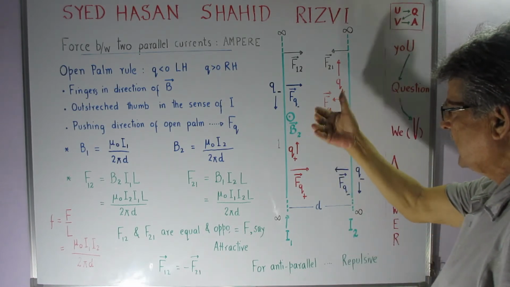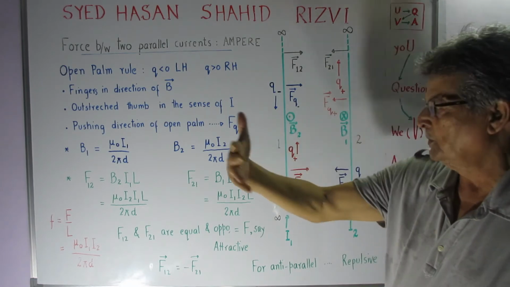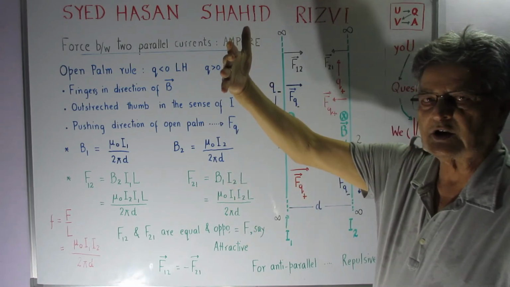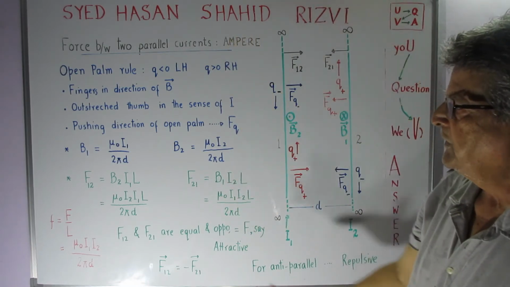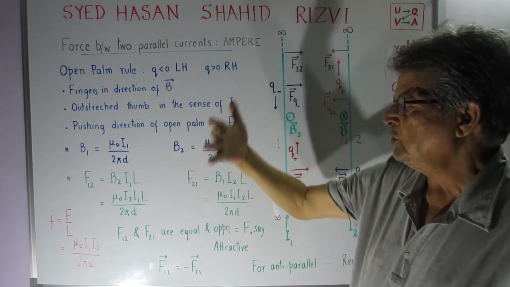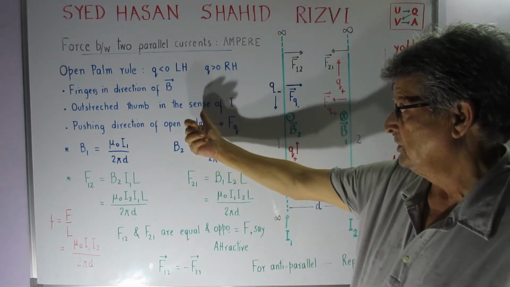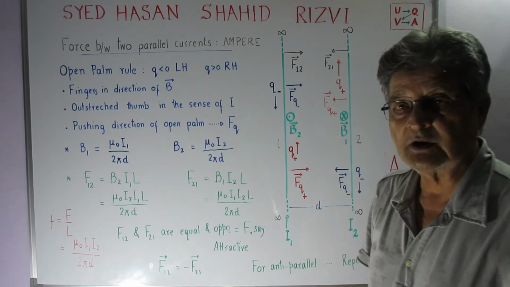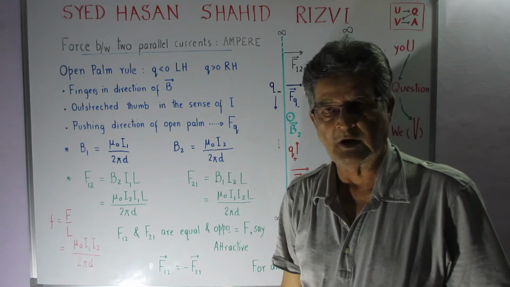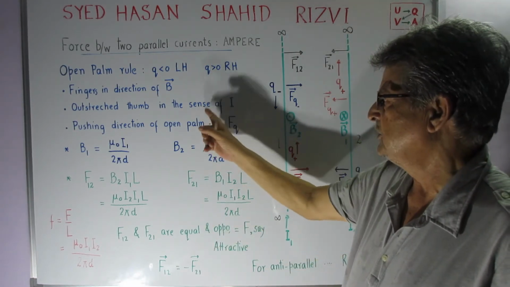The magnetic field direction is like this, coming towards you. And with my right hand, my fingers are in the direction of the magnetic field, and the outstretched thumb is in the sense of I. I have not used the word direction purposely because electric current is a scalar quantity and will not have a direction, but will just run away with the word sense.